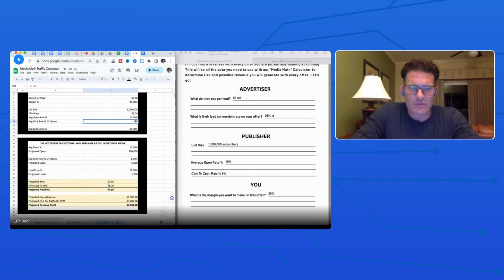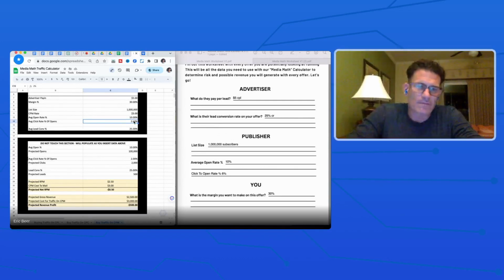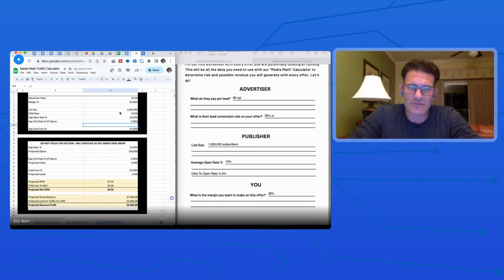We could change this to 4%. See the numbers change. Let's say 2%. All of a sudden now we're losing money here, right? Boom. Why? Because the click rate was lower than we anticipated. So if we went and did this now and they got 2%, this wouldn't work, right? But at the 6%, it works. So you got to play with the numbers and figure this part out.